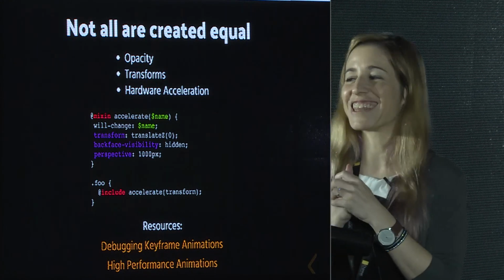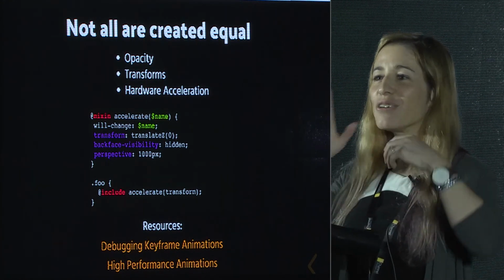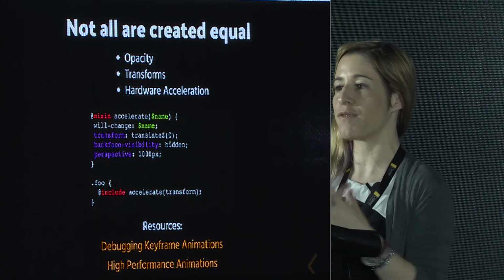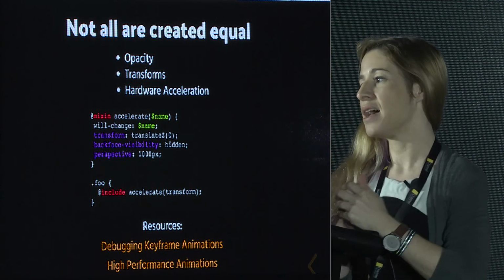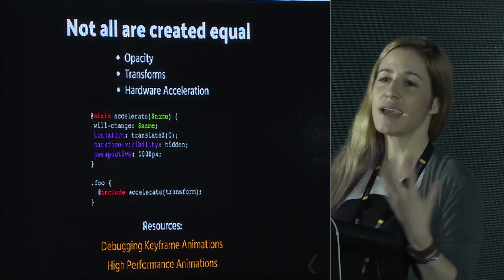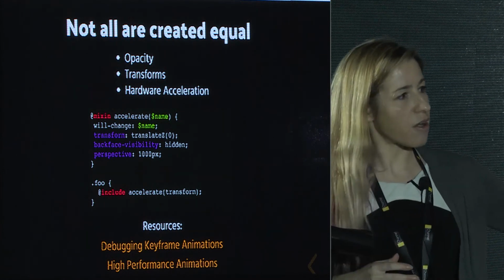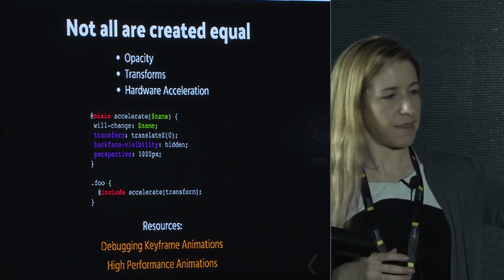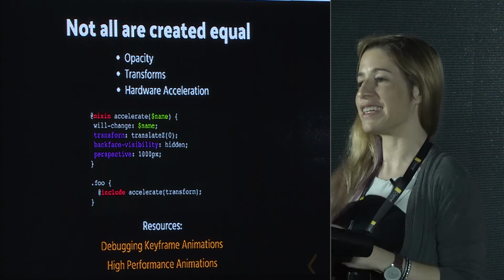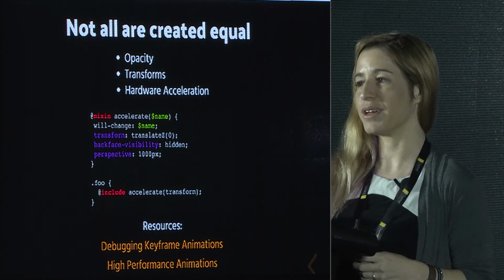It's worth mentioning at this point that not all properties are created equally. Opacity and transforms will give you the smallest amount of repaints and the best performance. Here are also some properties that will allow you to create hardware acceleration, like backface-visibility hidden and perspective. I wrote an article about this on CSS Tricks, and then there's another article there that's a resource. I'll give you the slide links later. There's links accessible in there.